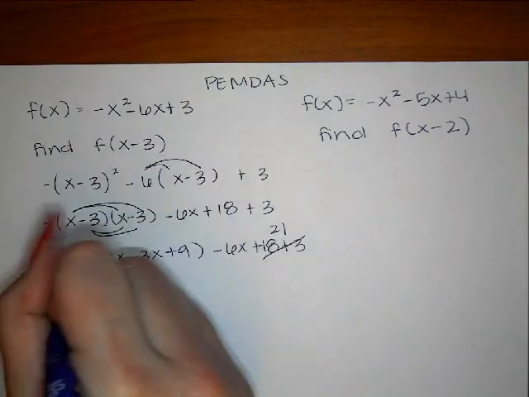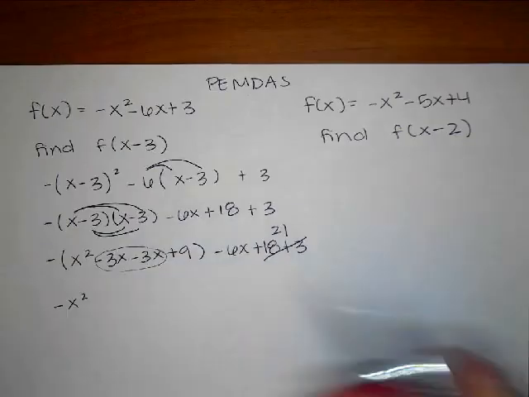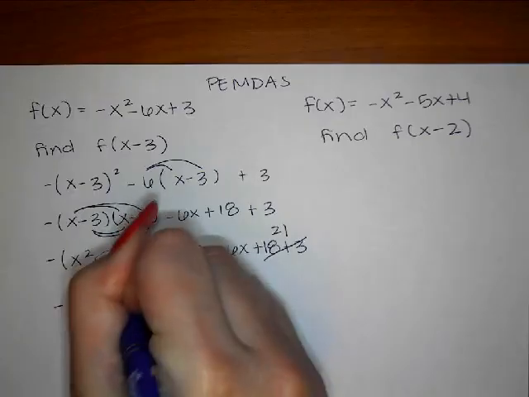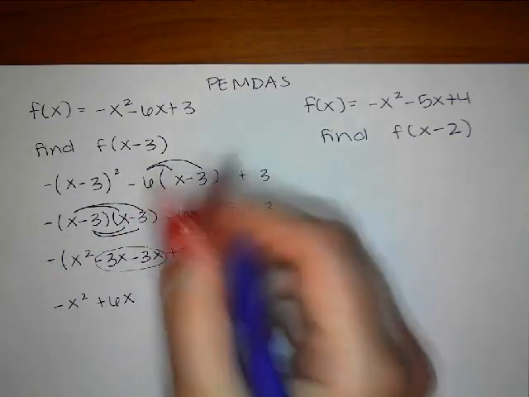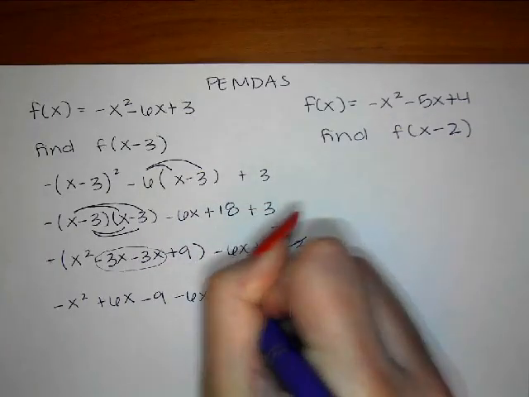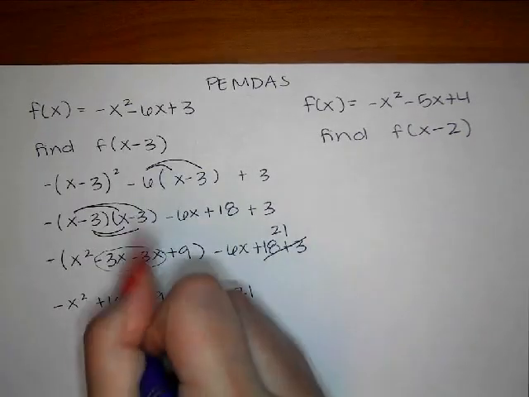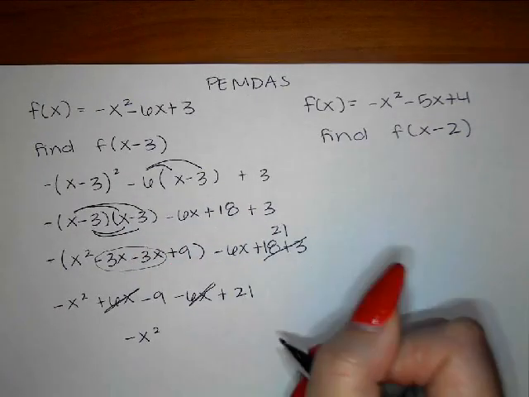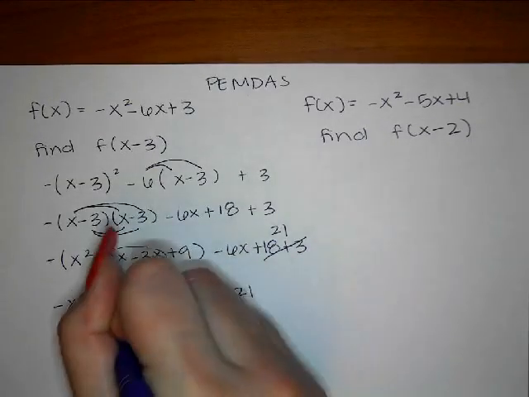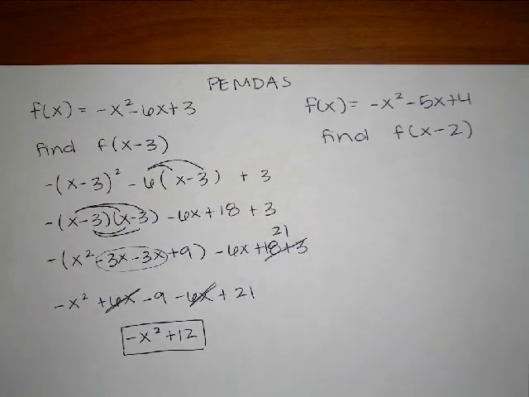So I have negative x squared. Together, these are negative 6x. And so a negative times negative 6x is positive 6x, negative 9, and then minus 6x plus 21. And so the 6x and the negative 6x cancel. We get negative x squared. Negative 9 and 21 makes 12. And so that should have been your answer if that was the question that you had on the quiz.